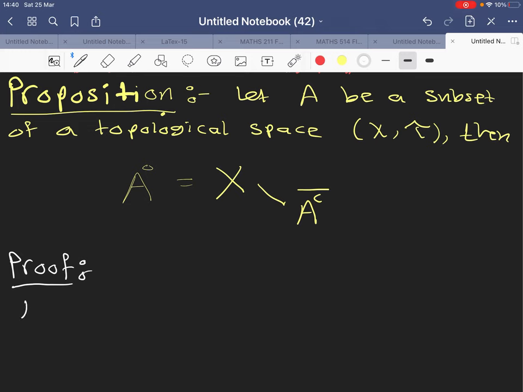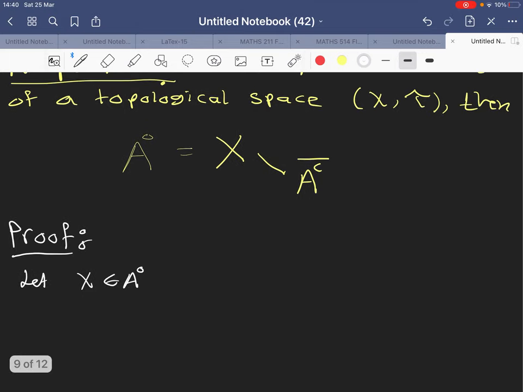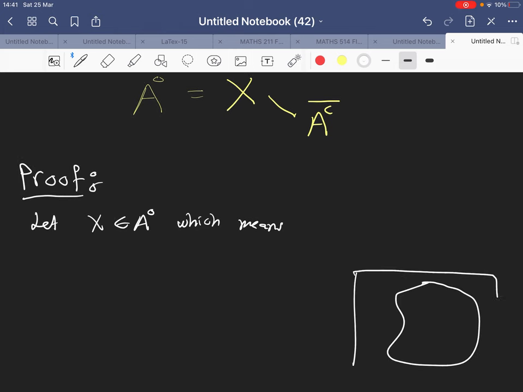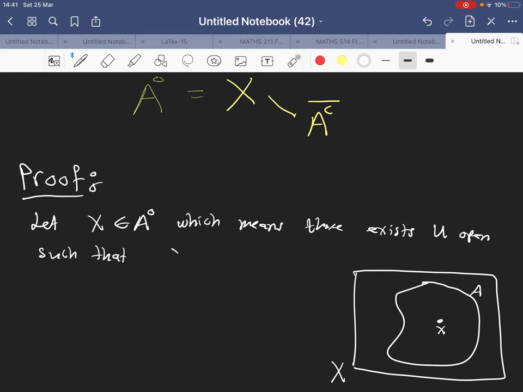So first of all, I will let X be in the interior, which means, so I will take X in the interior. It means there exists a U open subset such that X is in U and U is in A.